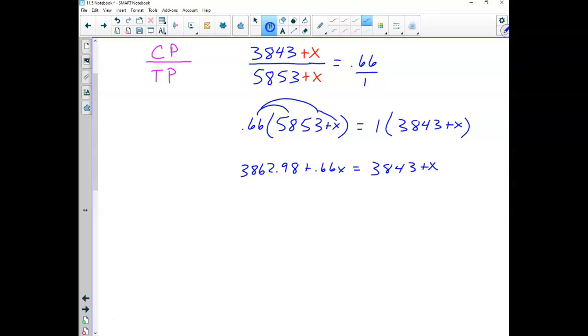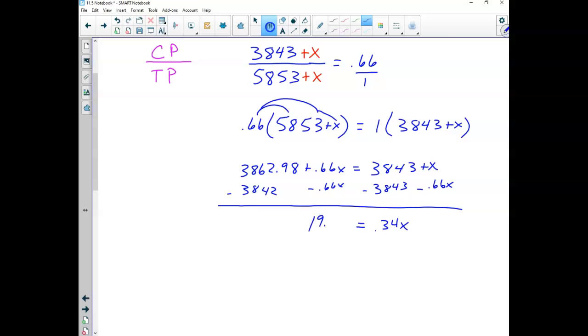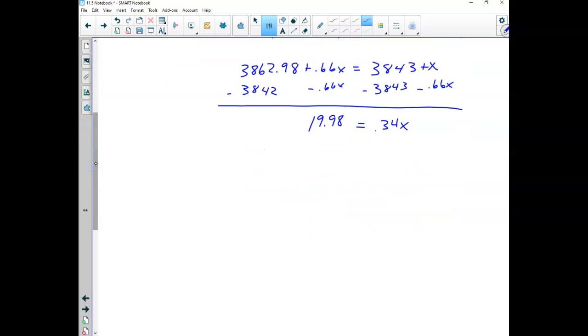So hopefully what we're going to do is subtract this 0.66x from this 0.66x. And we're going to subtract this 3843 from this 3862.98. And when we do that, what we're going to come up with is 0.34x actually equals 19.98. So if I divide by my 34%, or my 0.34, x is going to be about 58.76 completed passes.